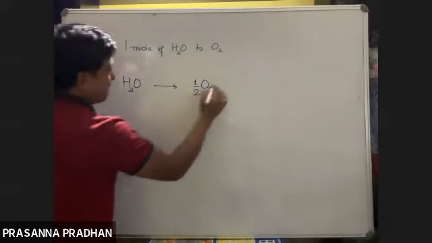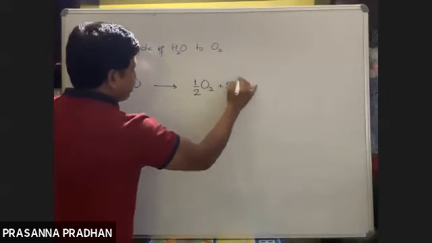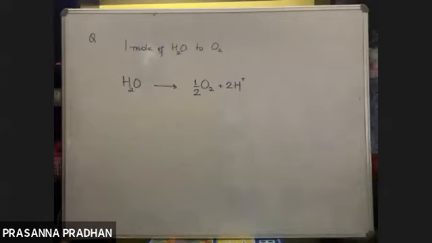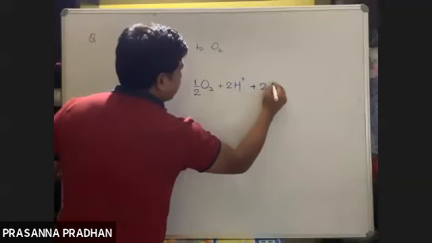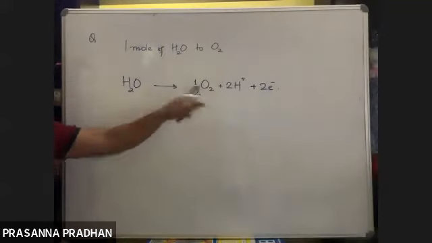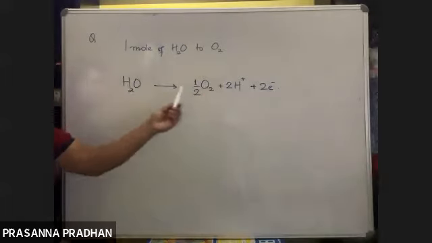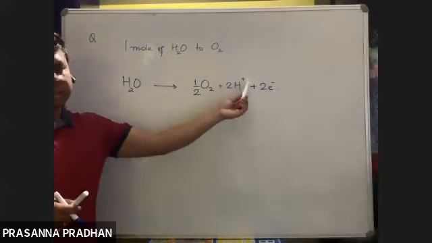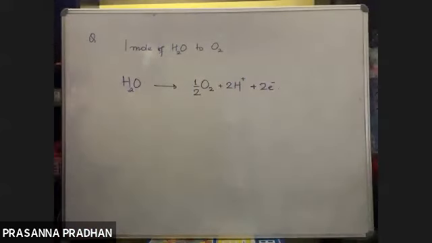So 2 hydrogen ions. Oxidation means there will be an increase in oxidation number like this. 2H positive plus how many electrons are involved out here? 2 electrons will be involved. So this is the reaction when water gets oxidized to oxygen. The total positive charge is 2 positive, so the total negative charge should be 2 negative charges.